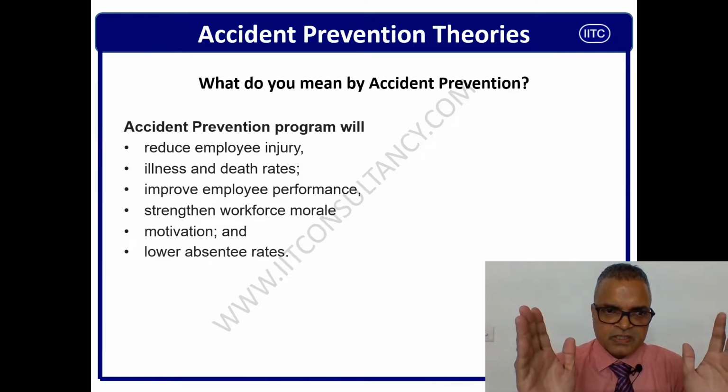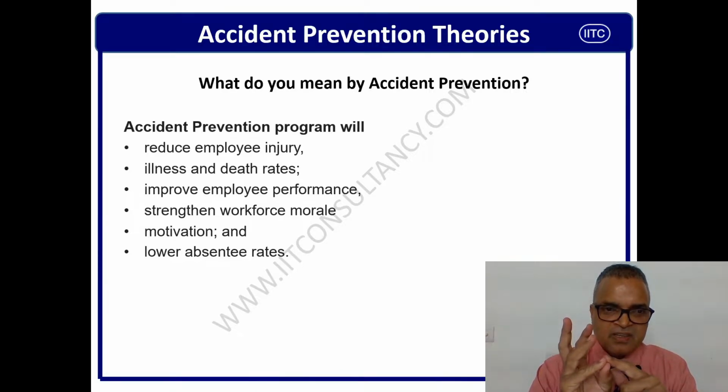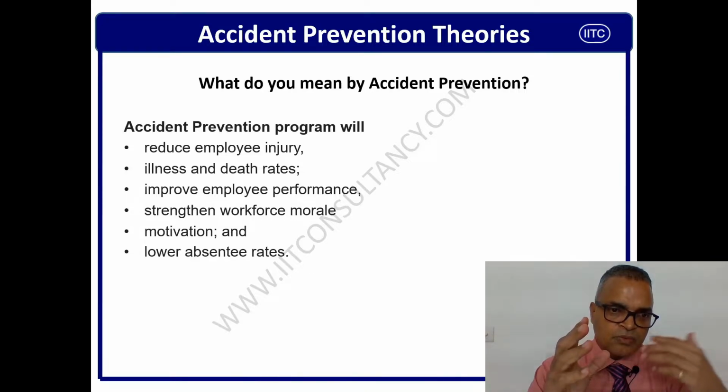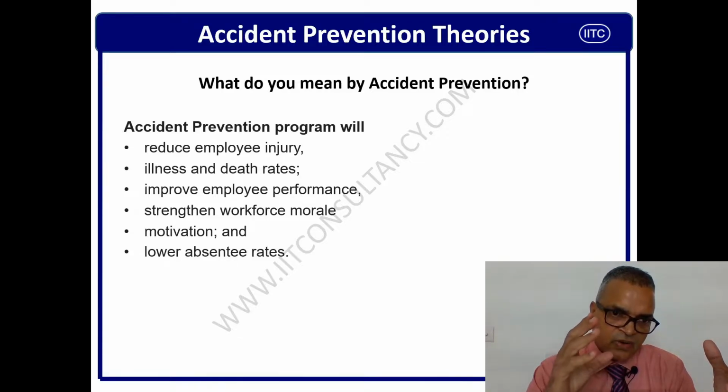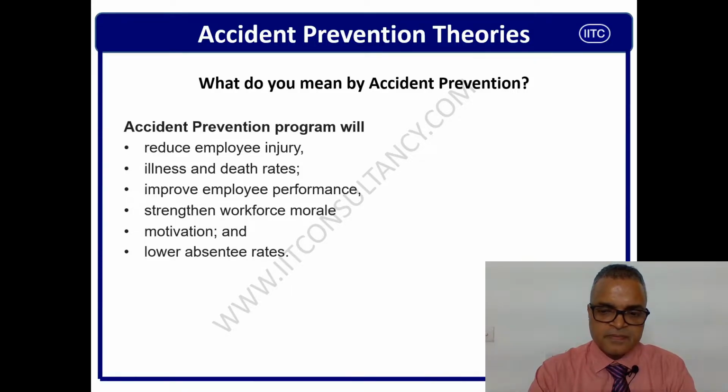Accident prevention means an accident prevention program will do the following: reduce employee injury, and of course it will also reduce illnesses, and it will also reduce the death rates. It will improve employee performance. How this will change employee performance, we can see in other slides. One of the points we have described in module number 1 and module number 2: how a safe work environment can increase employees' performance, strengthen workforce morale, of course motivation, and lower absence rate. So these are the outputs of accident prevention.